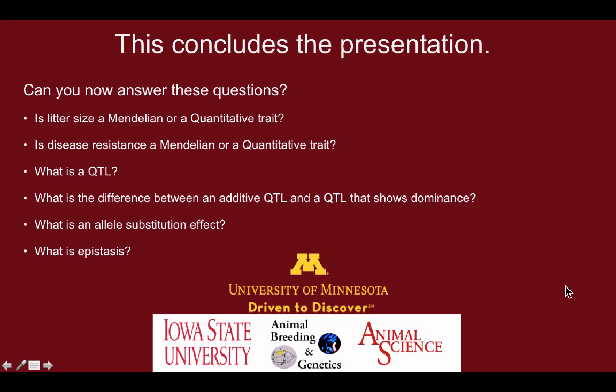So this concludes this module, and I want to leave you with the questions that I referred to at the beginning of this module. So is litter size a Mendelian or a quantitative trait? Remember, litter size is measured in terms of counts. Is disease resistance a Mendelian or a quantitative trait if disease resistance is recorded as sick or healthy? Now, what is a QTL? How is it defined? And what is the difference between an additive QTL and a QTL that shows dominance? Related to that, what is an allele substitution effect? And finally, what is epistasis?